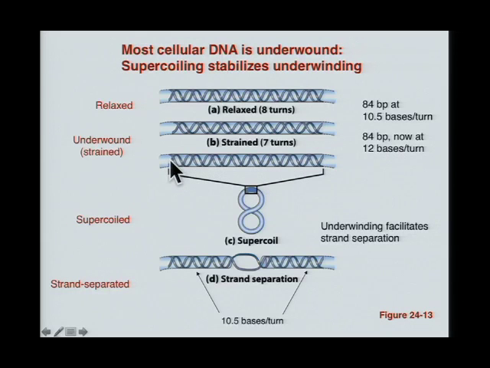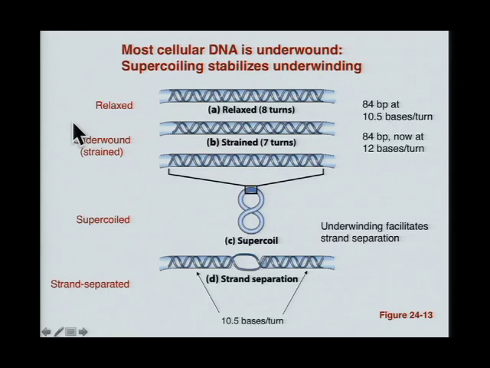And the response of the molecule is that it can do this supercoiling, which would return it back to eight turns of DNA, right? So you unwind it by one turn, it does one supercoil, then it's back to 10.5 bases per turn because some of that excess strain has been relieved by the coiling.